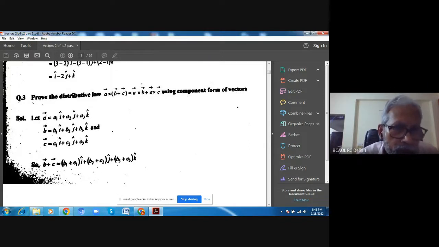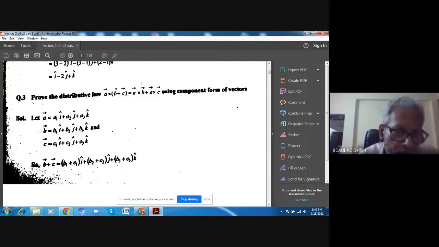And here you are considering this law. No values are given, so you can just consider a1, a2, a3 with i, j, k. Similarly, the second vector b: b1, b2, b3 with i, j, k, and c: c1, c2, c3 with i, j, k. That is what we are considering. If the different vectors are like this, now you can formulate based on this law.